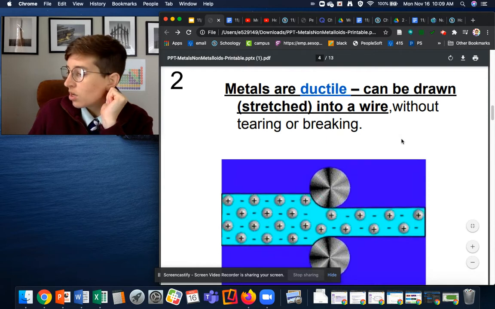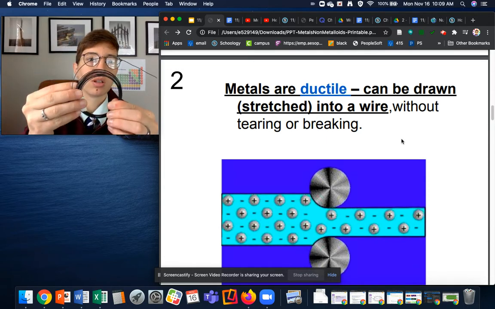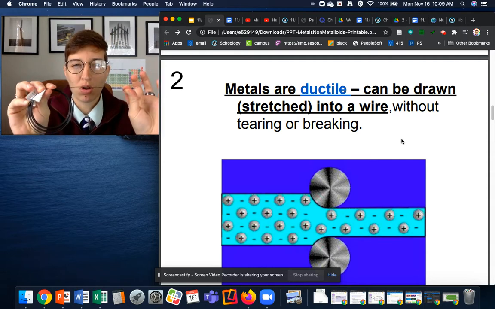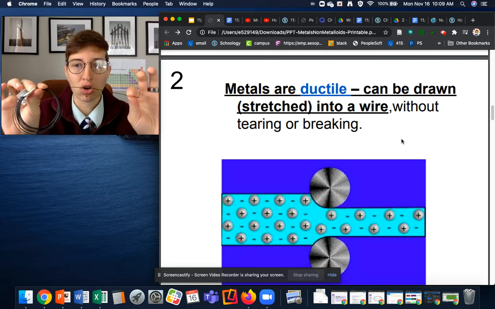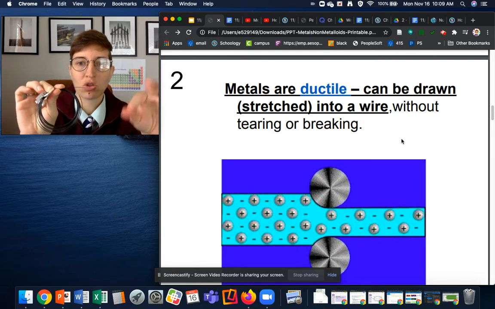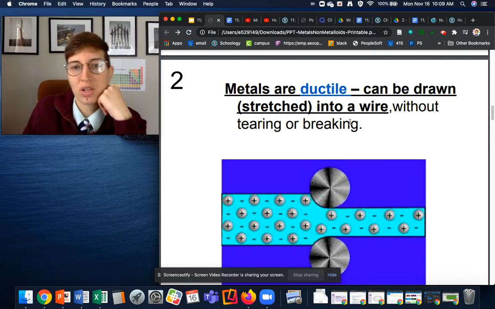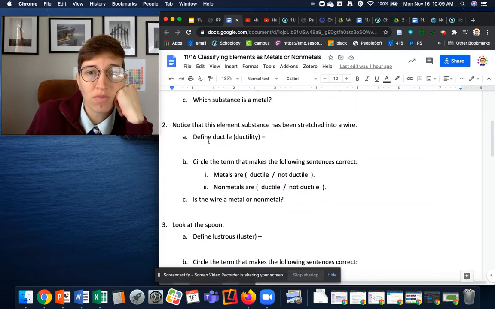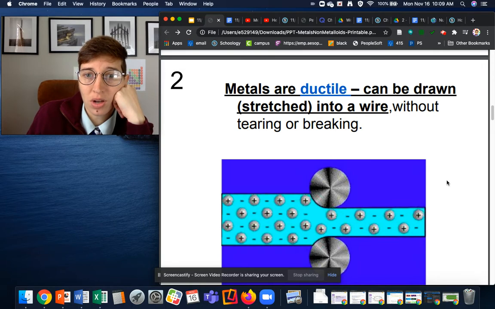It's a funny word. That means they can be stretched or made into a wire. So here is a coil of metal wire. It means when you pull on both sides, not with your hands, but with a machine, you can draw it out and you can make it into a wire, and it doesn't tear, it doesn't break. So this definition, you're writing down in 2A on here, define ductile. So if you need to pause it here to write that down, please do that and replay when you're done.